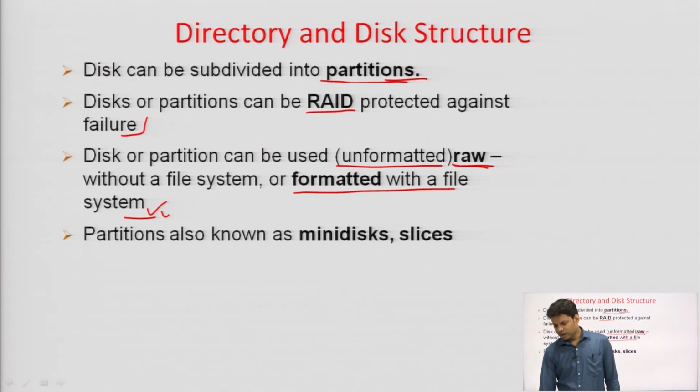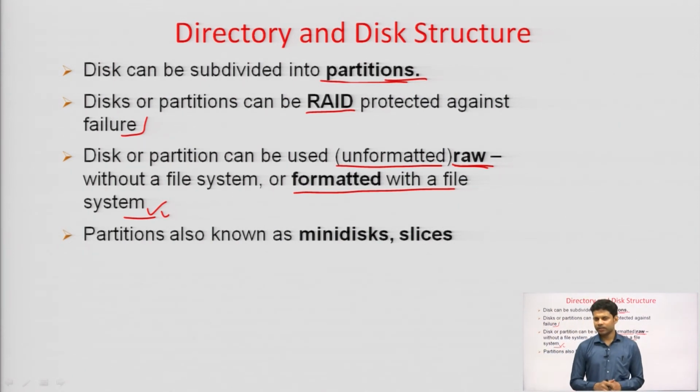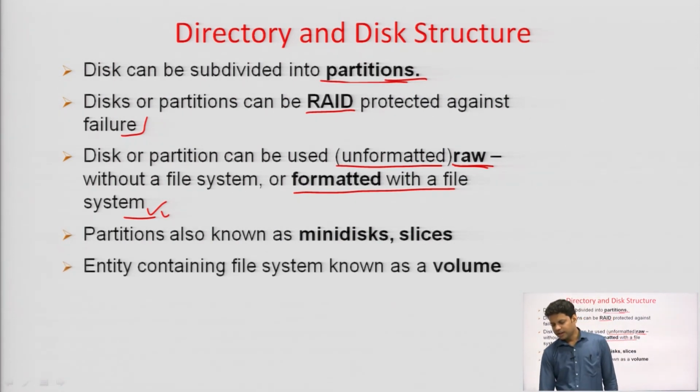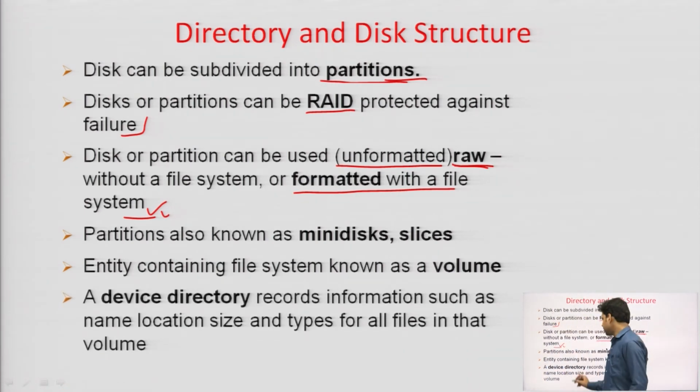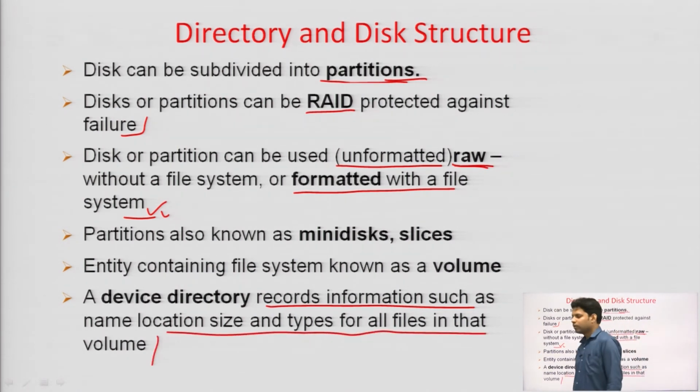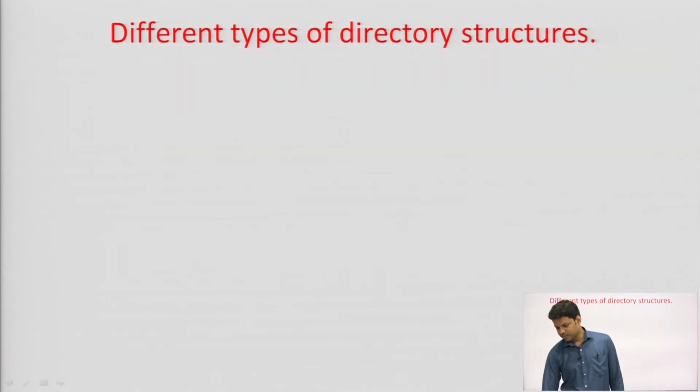Partitions, also known as mini disks or slices, each hold an entity containing a file system, known as a volume. Like if I am keeping Windows in my C drive, then C drive, D drive, E drive, F drive, whatever partitions I create, all of those are considered volumes. A device directory records information such as name, location, size, and type for all the files in the volume. So the device directory is very important.